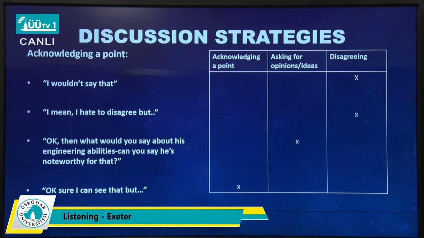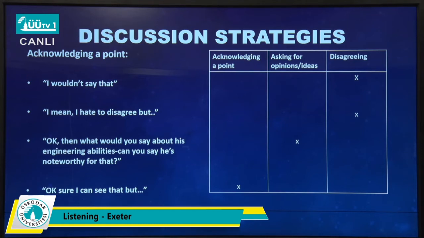Okay, that is to express disagreement in a polite manner. Also, you can say, I mean, I hate to disagree, but, and then you fill in the blanks with your point of view. Also, you can ask questions. Let's say he disagrees with you. You can ask him or her questions like, okay then, so what would you say about this? And can you say that he's blah blah blah? So try to know if he or she disagrees with you. You want to know what his or her ideas are, right?